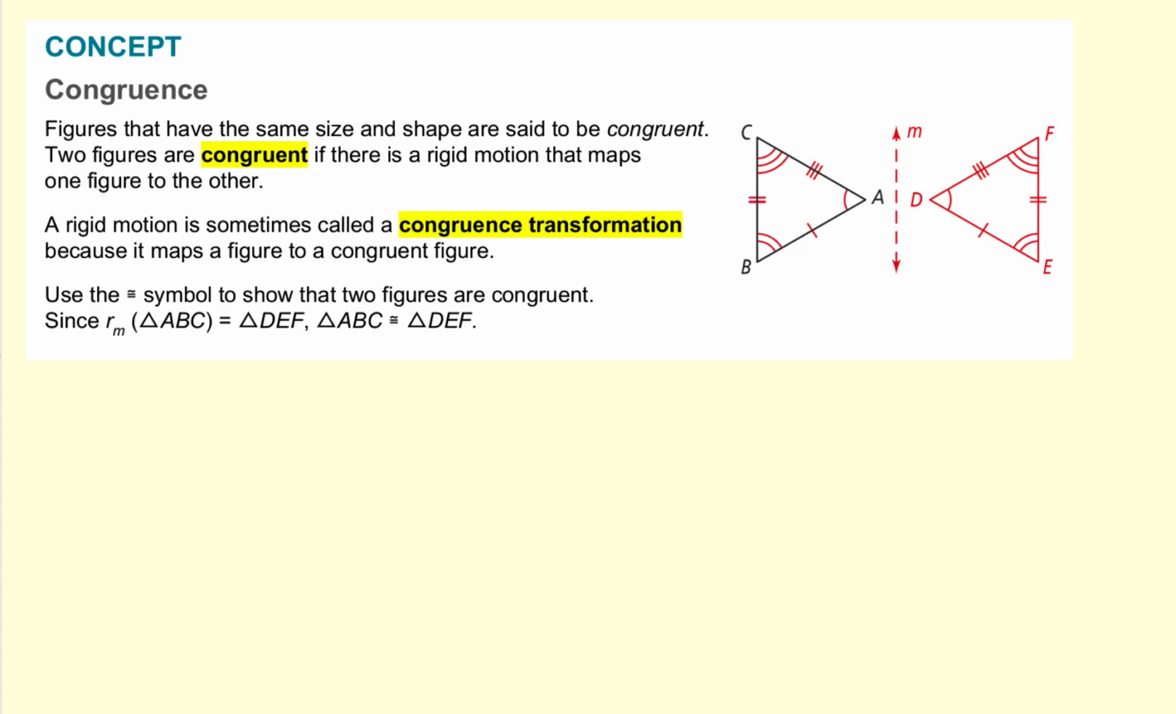Let's talk about congruence. Two figures are congruent if there is a rigid motion that maps one figure to the other. A rigid motion is sometimes called a congruence transformation because it maps a figure to a congruent figure. In this example, the two triangles are congruent because you can do a reflection over the line M and the angles and the sides all match.